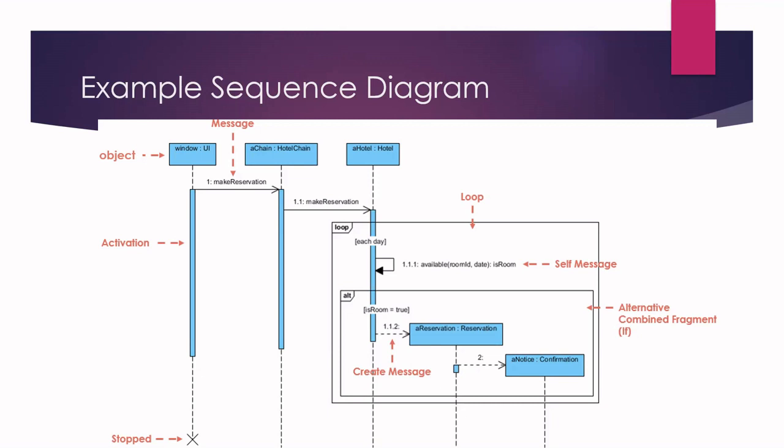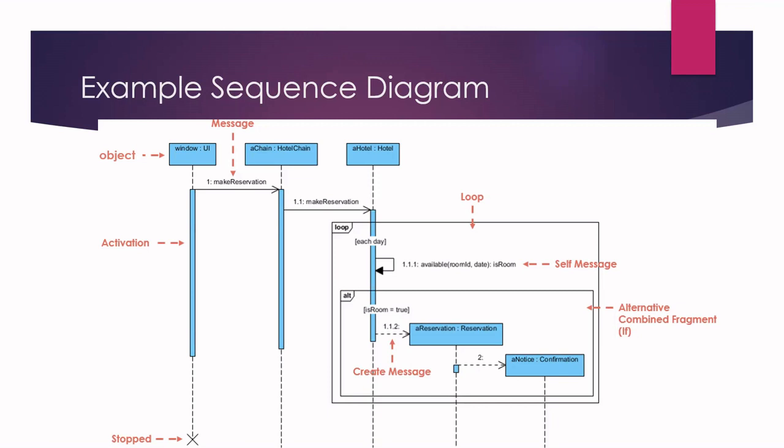Now this activation or the execution frame starts with the beginning of the call, and is supposed to end with the return. But because there might be no return, the return arrow was omitted.